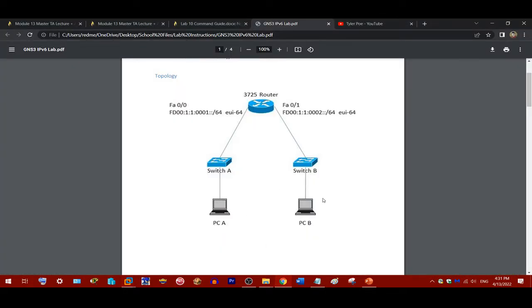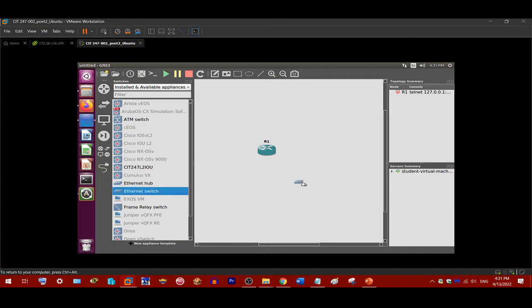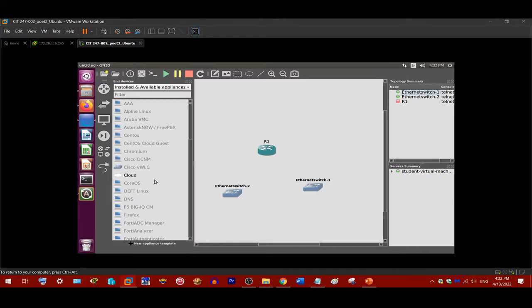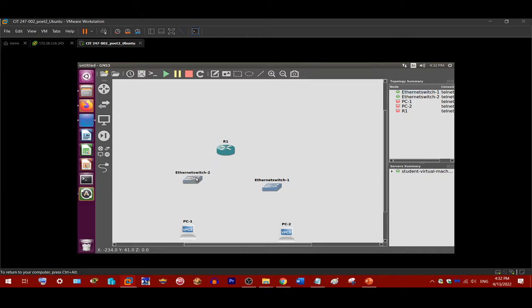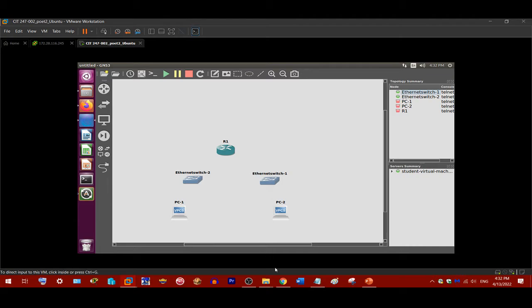And then if you look at your document here, you have two switches. For them, I would just recommend using these. So you can just take two Ethernet switches, take your two PCs, and then you would link these all together. That's really all there is to creating the topology. As a review, use the C3725 router, this one right here. For the switch, use the generic Ethernet switch, and then you can just use the regular PC you've been using throughout this class.